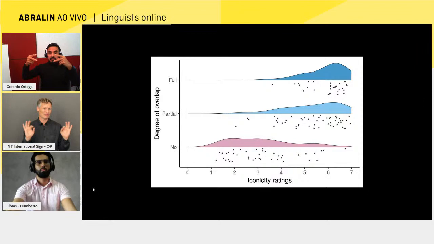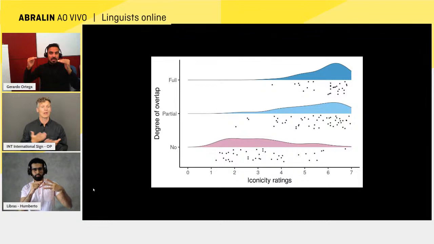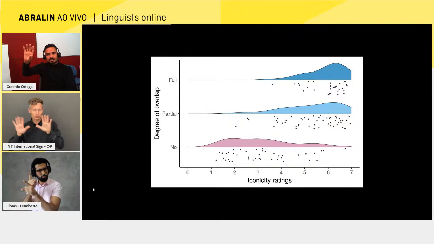And you see the opposite in the other two conditions. When we see signs that have full and partial overlap with gestures, our participants tended to give higher scores. You can see them with a higher density towards the right side of the graph.